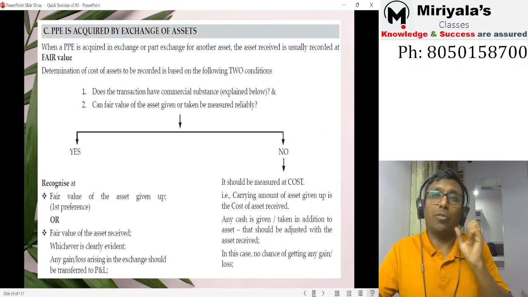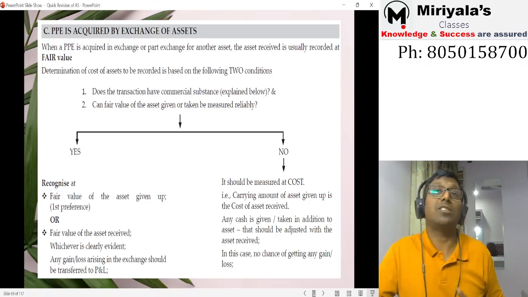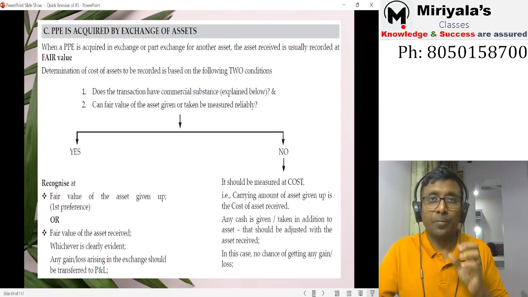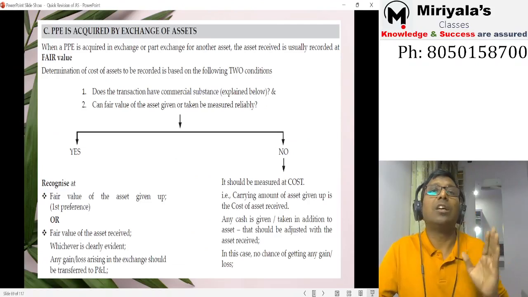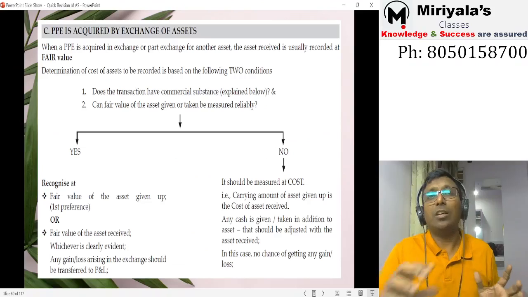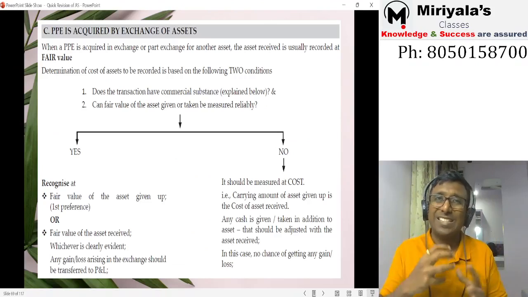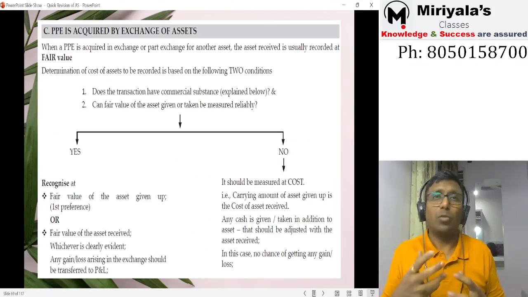Okay, right. Now the exchange of assets. There is a barter system that has happened. Then there are first two conditions you are supposed to check. If you satisfy both the conditions, then we will follow the fair value method. If you do not satisfy both the conditions, then we will go by the cost method. What are the two conditions? Is there any commercial substance? What do you mean by commercial substance?